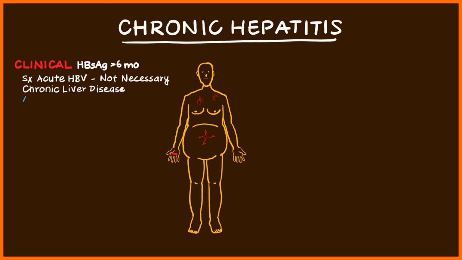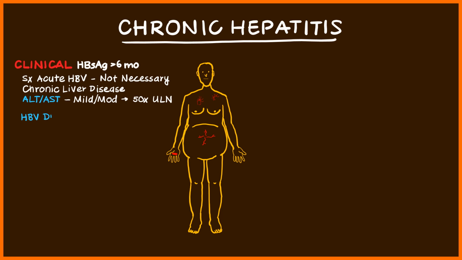From a lab perspective, ALT and AST can be all over the place. It can be mildly to moderately elevated, or anywhere up to 50 times the upper limit of normal. So really, ALT and AST is not a good measure for monitoring how active the virus is or how much liver damage has already occurred.